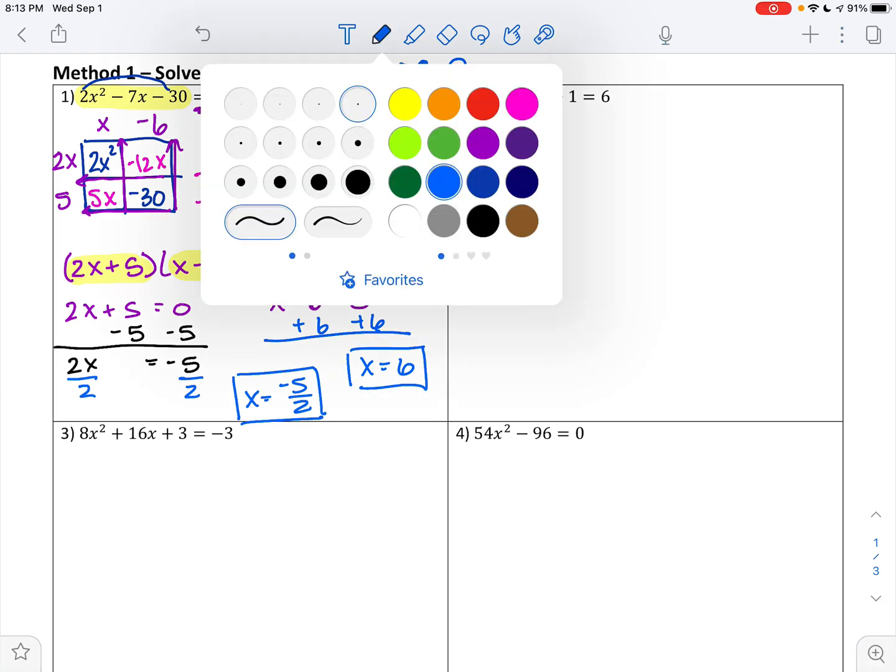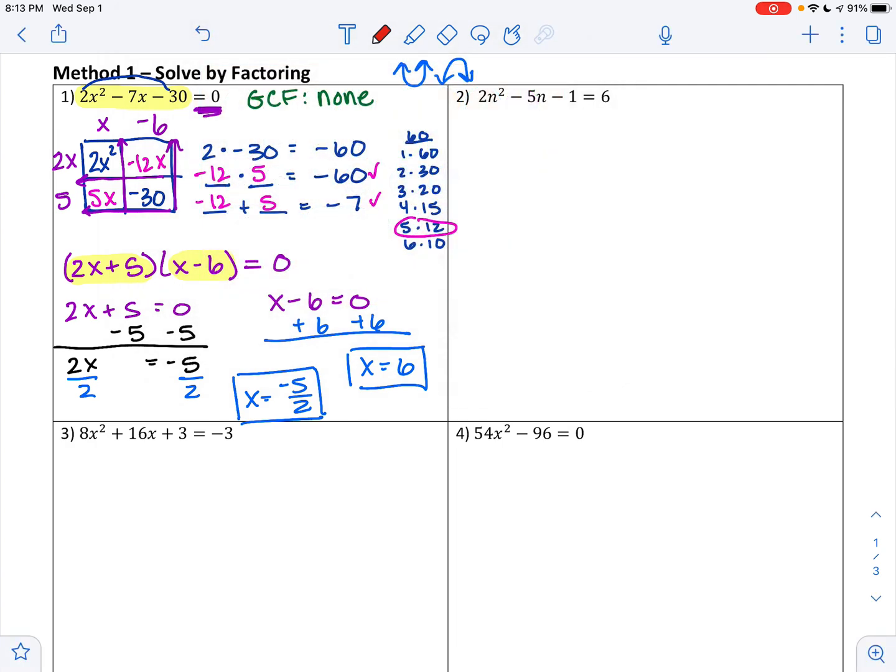Let's look at example 2. On example 2, the first thing you need to check is that the problem equals 0. This one does not. So I need to get it to equal 0 first. If this 6 was to move over to the other side, then it would equal 0. That 6 is positive, so to move it to the other side, I'll have to subtract it. So I'm going to have 2n squared minus 5n minus 7 equals 0.